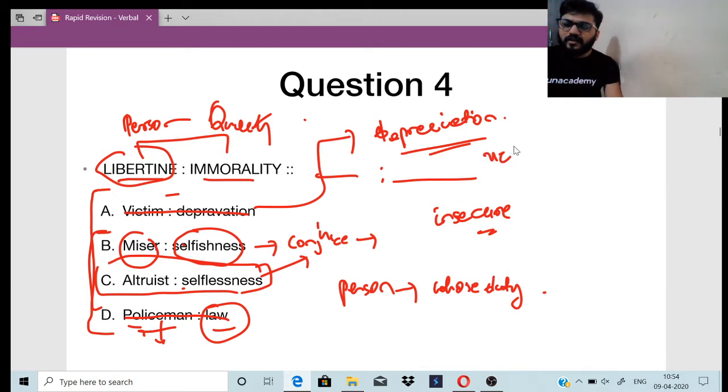What does victim mean? Okay, what does victim mean? He has suffered something, right? Victim means the person has suffered something. So that is called victim. It is not depreciating something or detracting something, right?